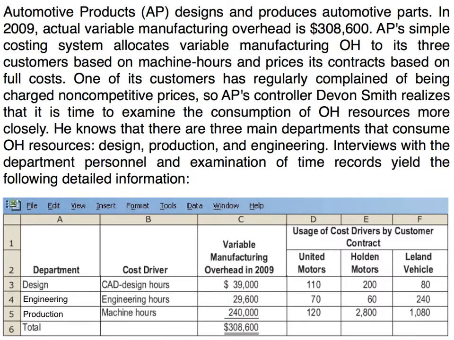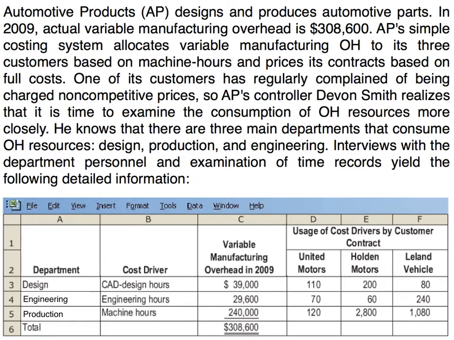So AP's controller, Devin Smith, realizes that it is time to examine the consumption of overhead resources more closely. He knows that there are three main departments that consume overhead. We have design, production, and engineering. Interviews with the department personnel and examination of time records yield the following detailed information.